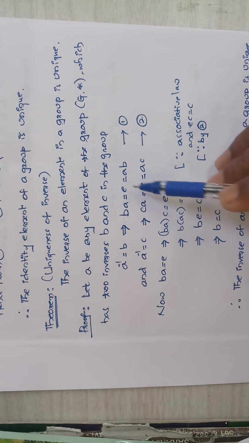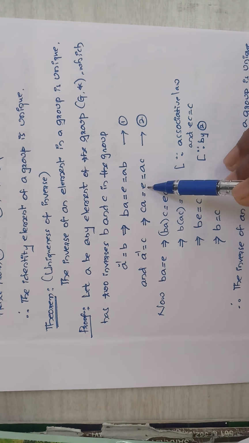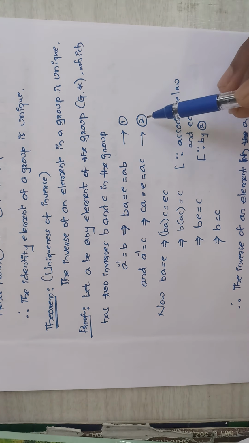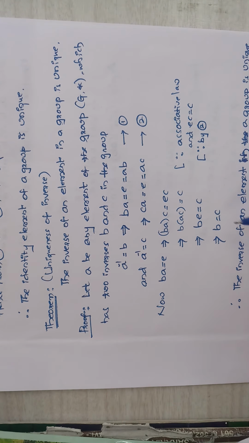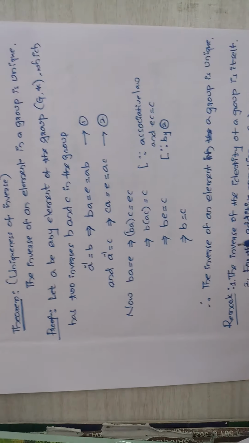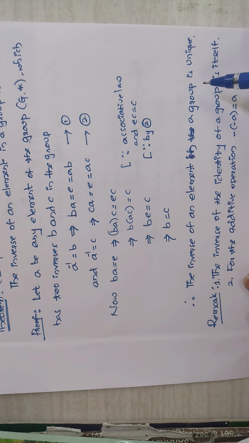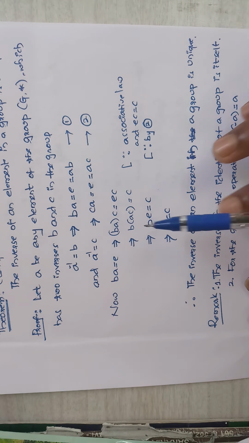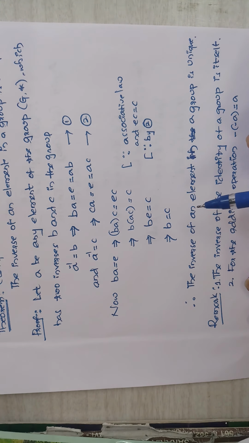So your AC is what? E. So B into E is equal to C, by equation 2. So therefore B is equal to C, because B into E is equal to B. So therefore the inverse of an element in a group is unique. You remember this result, because several times this question has been asked in your previous year examinations. So you remember this.